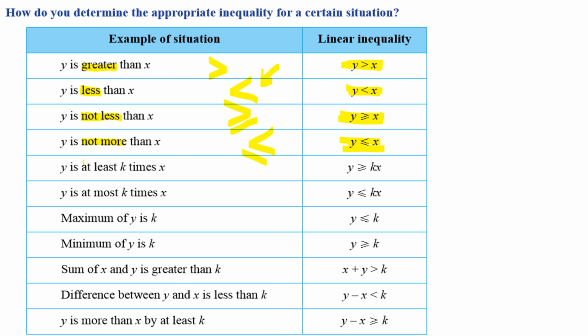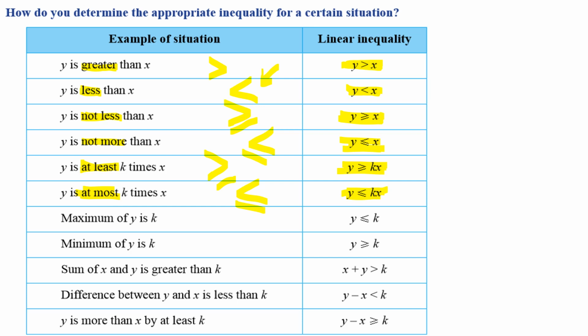Okay, if you find the words at least, y is at least k times x. At least, that means it can be more or equal, like this, kx. Y is at most, so the highest is k times x. That means the symbol is less. At most, the symbol is actually y is less than kx or equal. Can you see here?